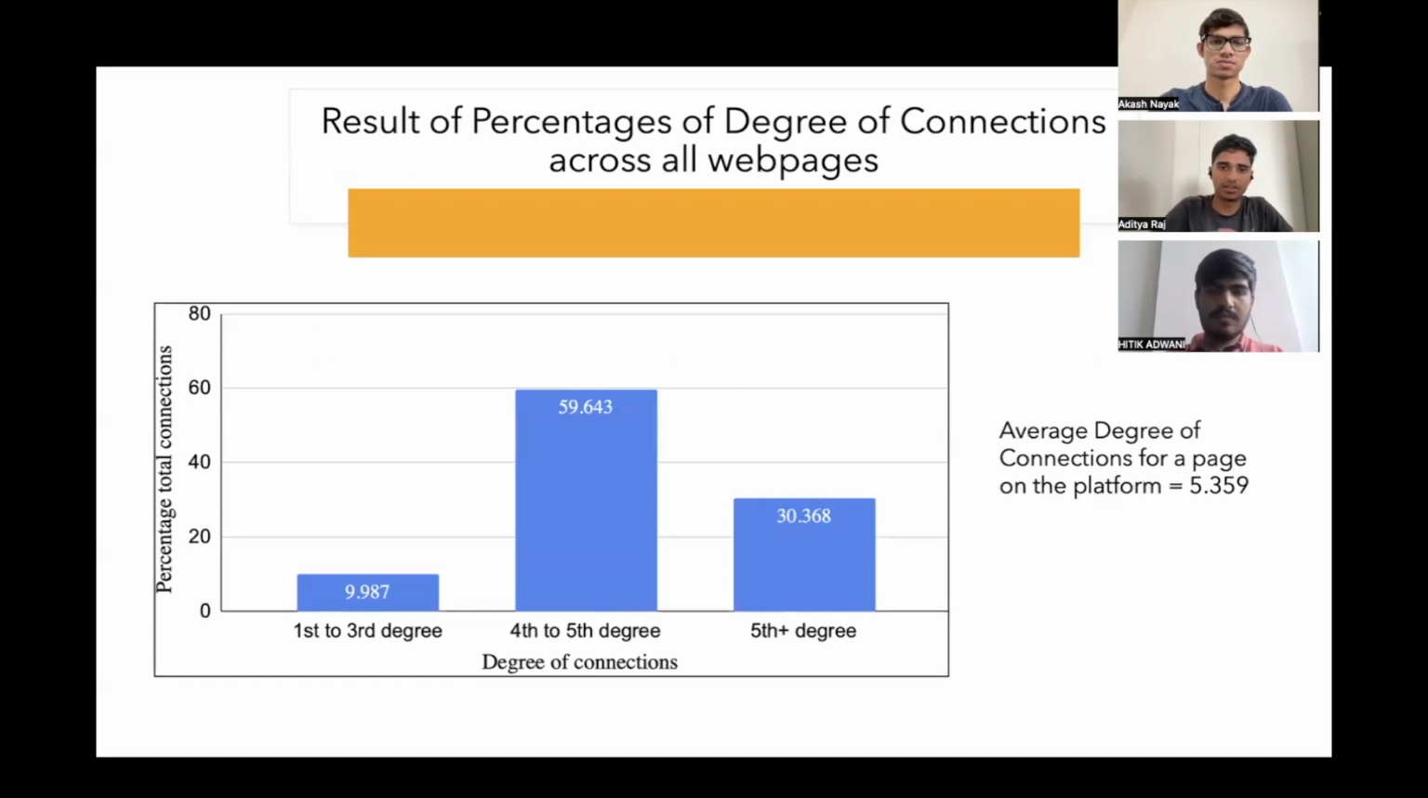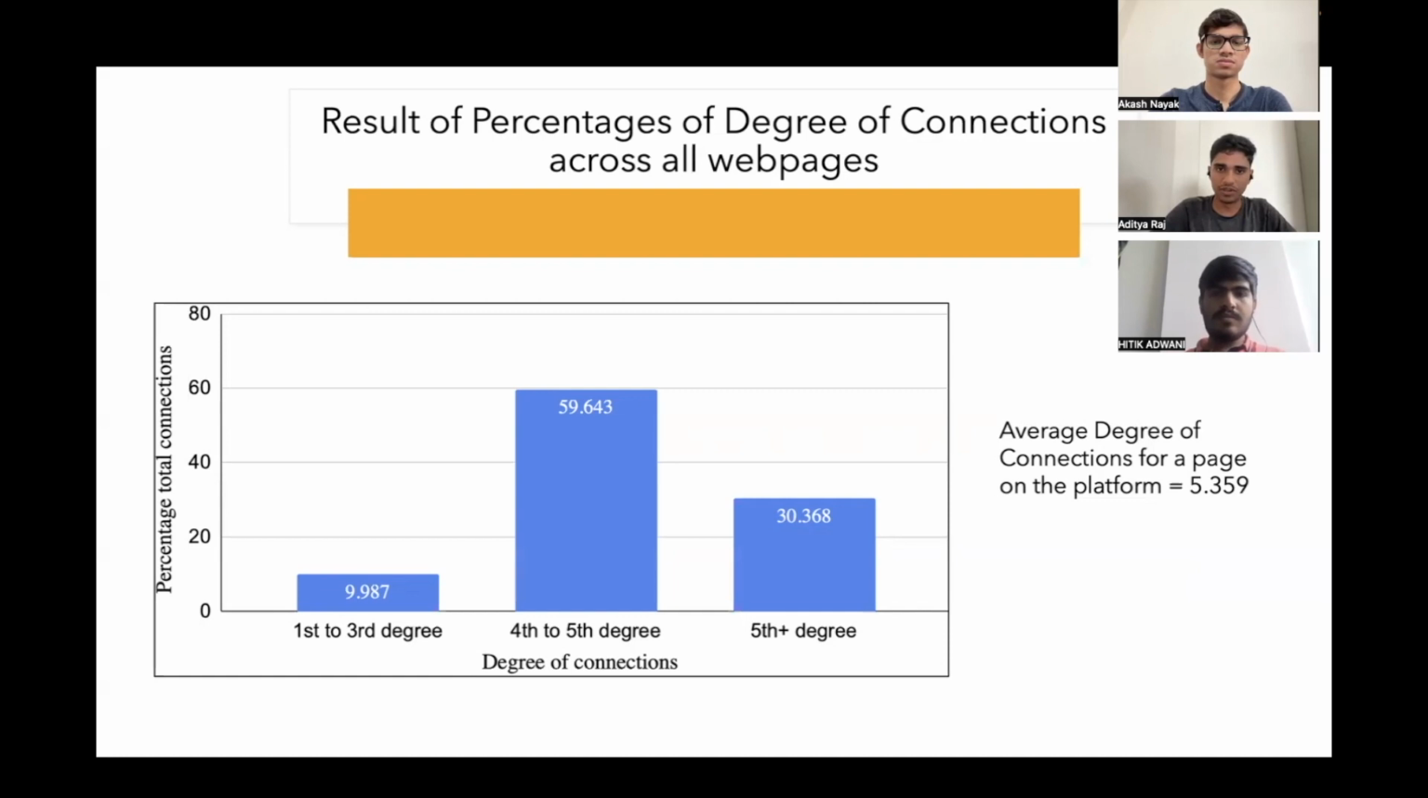So we can see the results of the degree of connections across all the web pages. We divided it into three different categories: first to third, fourth to fifth, and fifth plus degree. In the program, we actually got numerical numbers, which we converted into percentages of all the web pages. So we can see that in the first to third degree, which is usually known as the mutual zone, a lot of the web pages actually already like each other. So it becomes quite easy to recommend them. But as you can see, there is only 10%, but we need more.